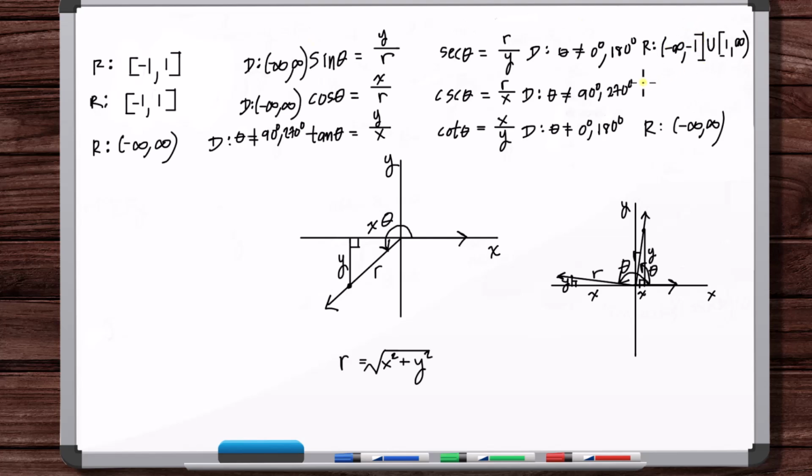Okay, now cosecant is going to be the exact same range, and you could do the exact same type of analysis that we just did for secant. And so there you go. That's the domain and range of all of the trigonometric functions.